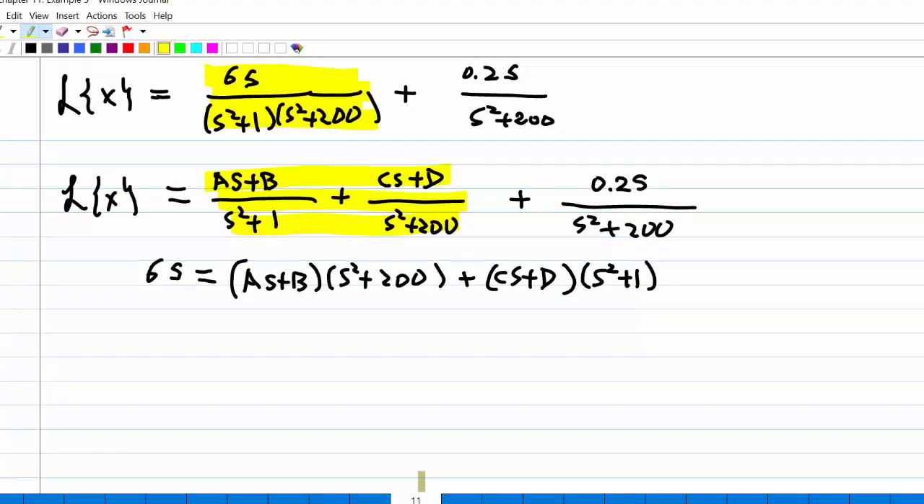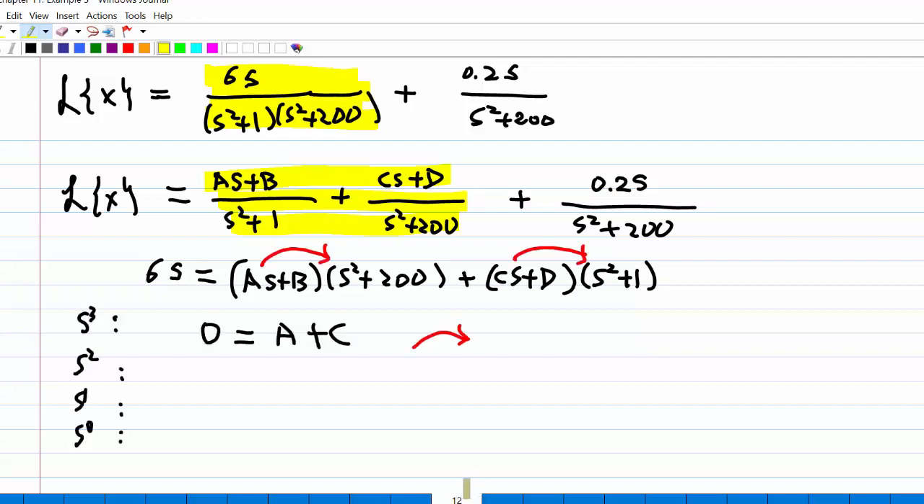Alright, so how to find a, b, c, d? 6s must equal (as + b) times (s squared + 200) plus (cs + d) times (s squared + 1). I'm going to compare coefficients. First, let's compare s cubed.